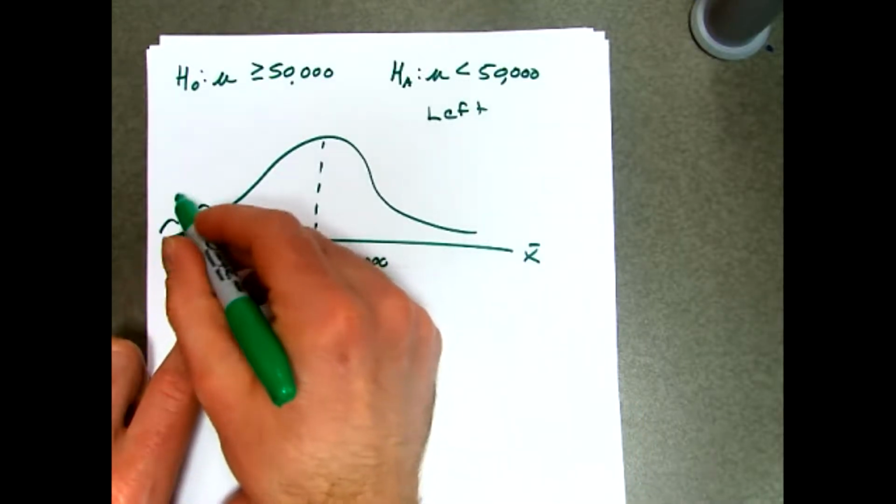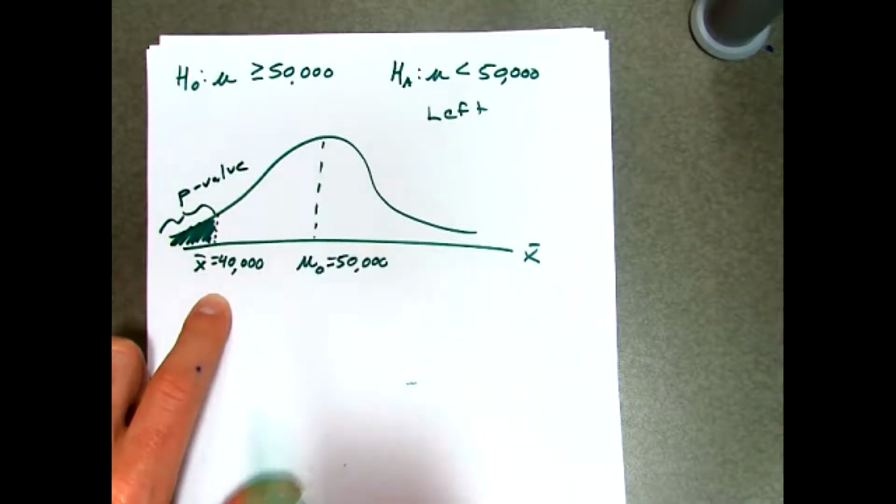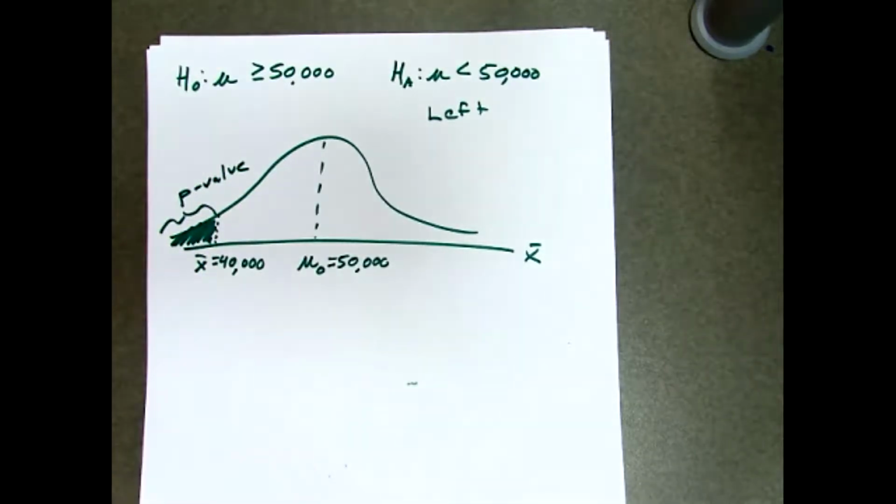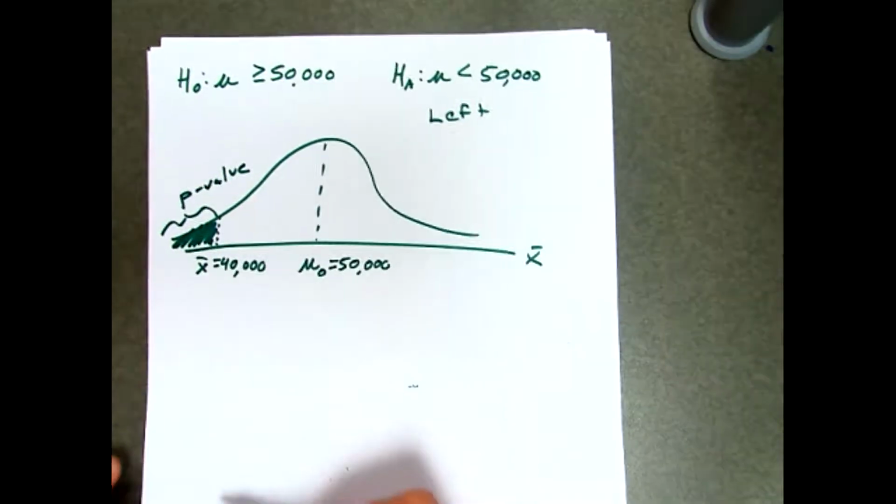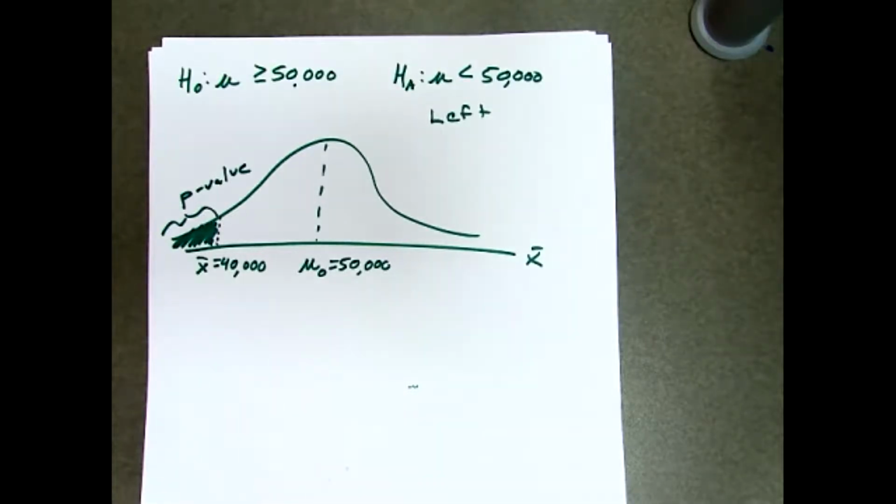So now my p-value is going to be over here on that left-hand side. But then the same steps: I turn this into a z-value. I could look that up on the table, find out what that probability is, and compare that probability to alpha. All the steps past that are the same.